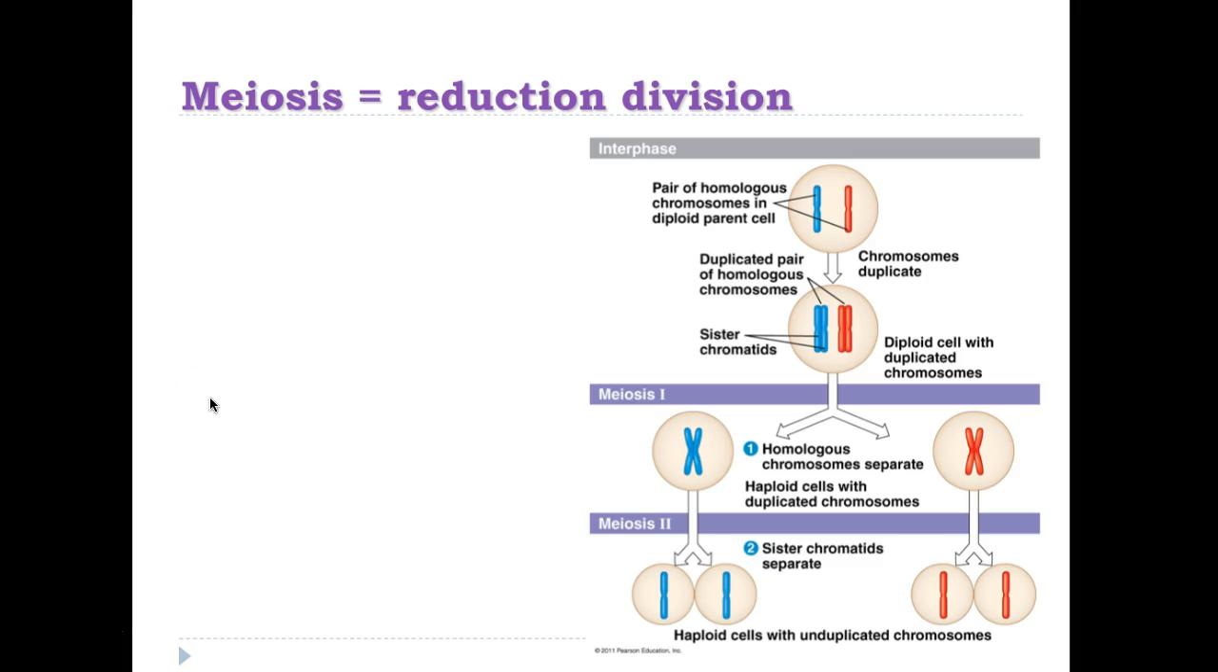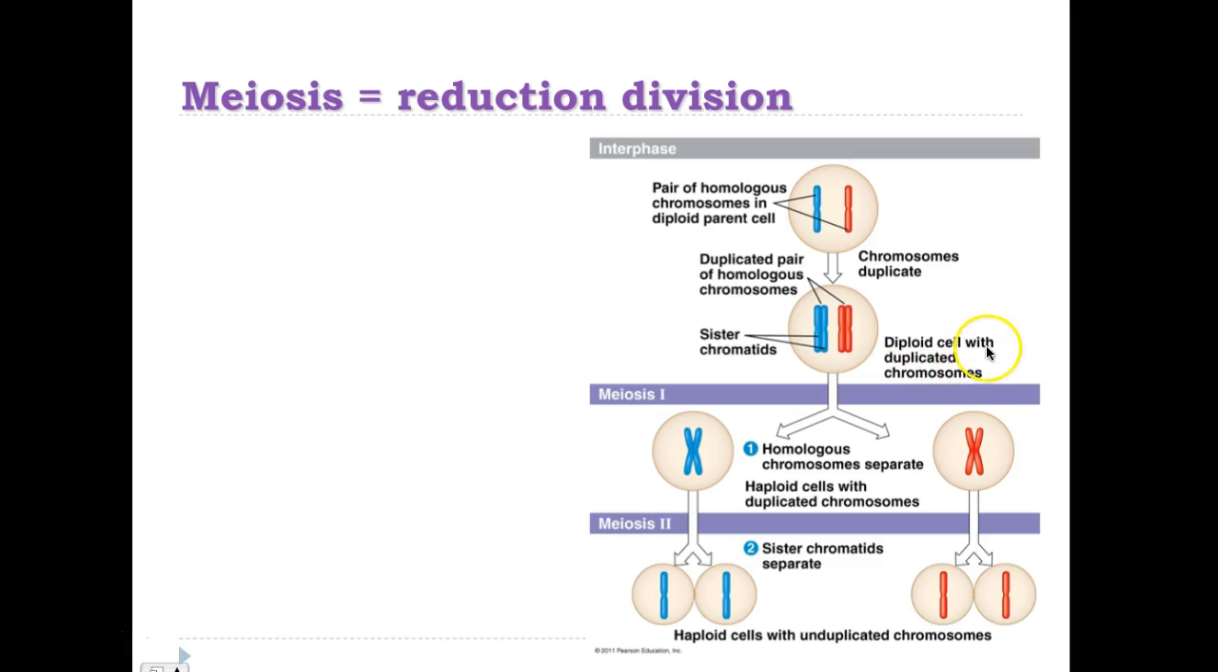So let's look at meiosis. Meiosis is a reduction division. Ultimately, we're going to have three things going on here in the formation of the cell. We'll have interphase, then we'll have meiosis 1, and then we'll have meiosis 2 take place. So we have a pair of homologous chromosomes in a diploid parent. The chromosomes are going to duplicate. So a duplicated pair of homologous chromosomes looks as such. Here are the sister chromatids.